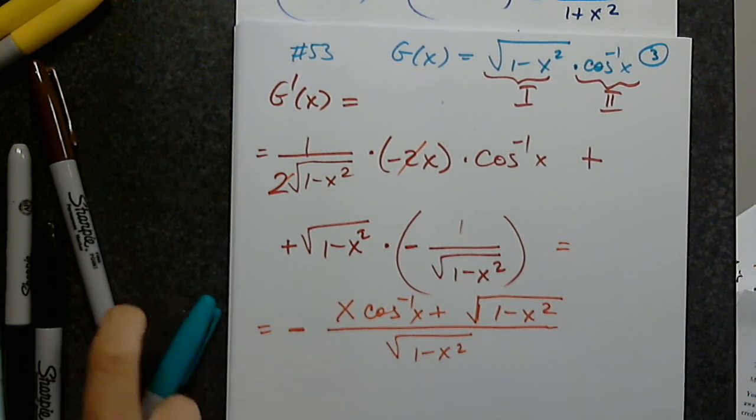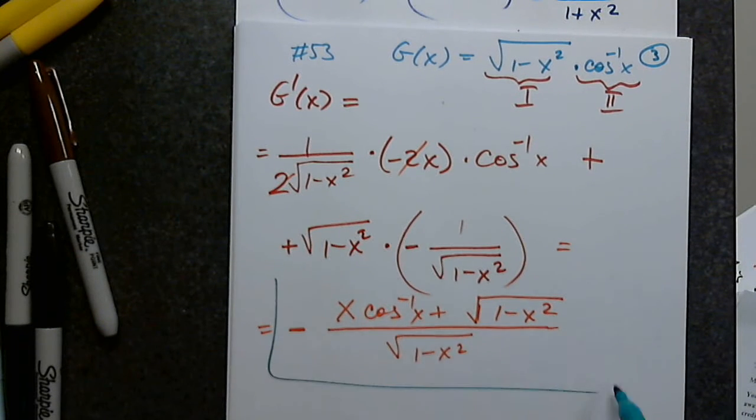Okay, so there is nothing else we can do here. This is it. That's how we differentiate functions that have inverse trig functions in them. Should we look at one more?